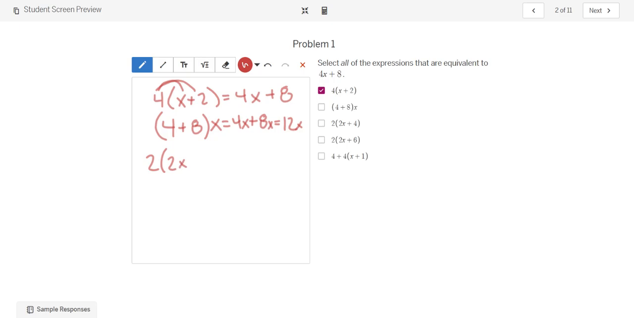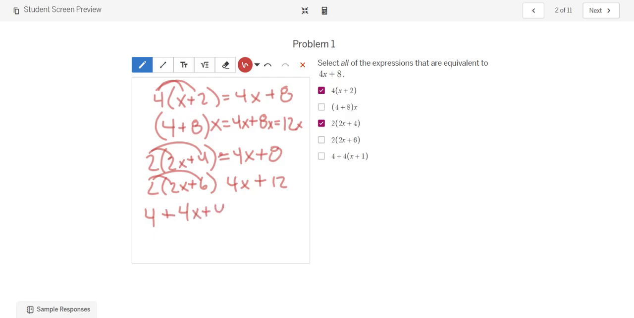2 times 2x plus 4 equals 4x plus 8. 2 times 2x plus 6 is, I should have done that, 4x, but 2 times 6 is plus 12. And then the last one is 4 plus, if I distribute 4x plus 4, and I can put the 4 and 4 together, and so I get 4x plus 8. And so that's every other one.